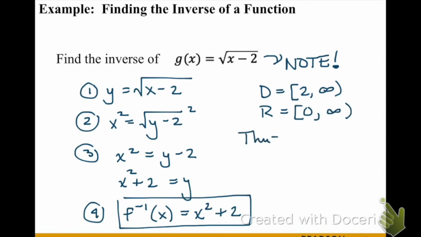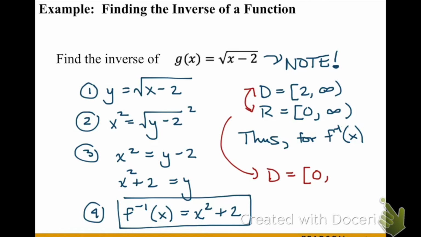This means then for the inverse function that the domain and range are flipped. So for the inverse function that we found, we need to go ahead and swap the domain and range. So the domain of our inverse function is going to be restricted to just 0 to infinity.